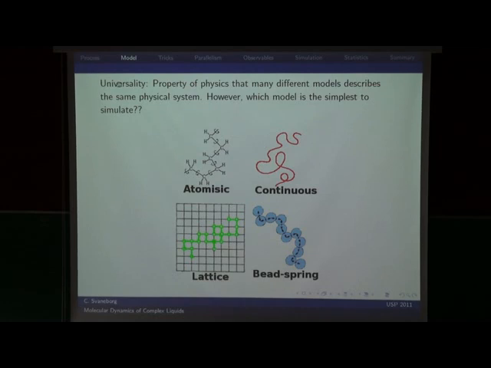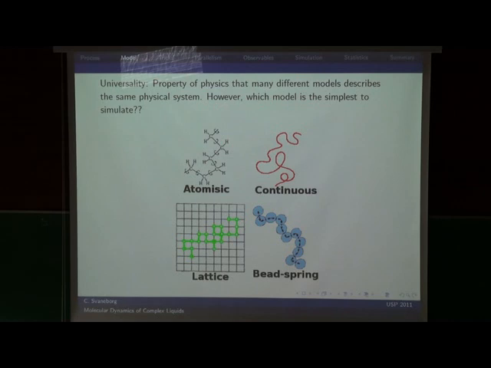So let me look at each of these steps a bit more in detail, but still a bit superficial, because I do not want to teach you to simulate something particular. I want to give you an idea about what we need to think about for whatever system you could be interested in simulating. A very important property is that of universality. This is a property of physics that means many different models actually describe the same principal system. The point is that not all models are equally easy to simulate, so you want to pick the model that is easiest to simulate.